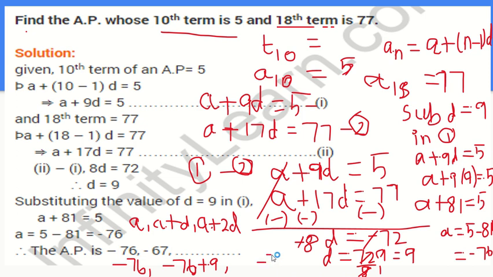So what is the AP you got? Minus 76, comma, minus 67, and it goes on, it will extend. Here we learned how to frame an equation if the terms are given, and how to form an AP series. I hope you understood very clearly how to apply the formula of AN over here.